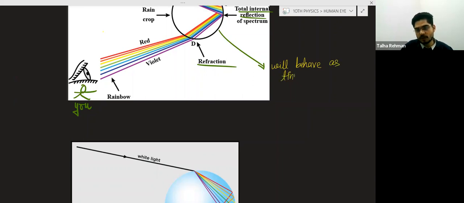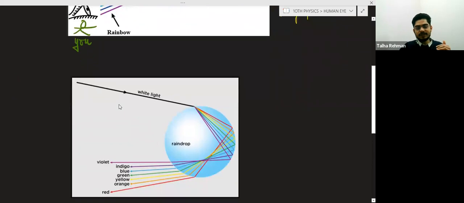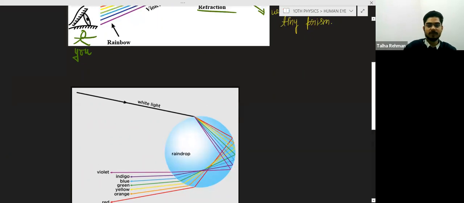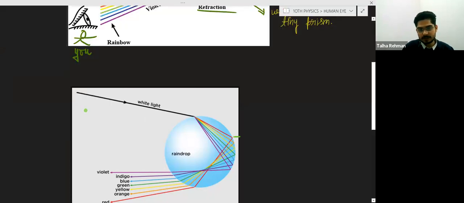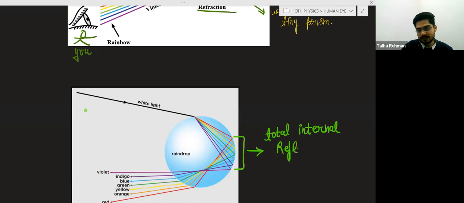Tiny prism. Tiny means a small prism. So now, another diagram, if you want to understand: this is a white light, here splitting of light, and here, see, total internal reflection is taking place at this region.